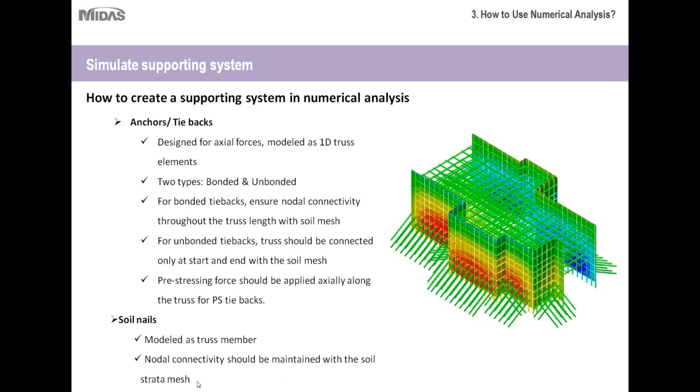Okay, so for soil nails, these are modeled as truss members, and then nodal connectivity should be maintained with a soil strata mesh. Once again, if you're modeling a soil nail, just make sure that nodal connectivity is established throughout the entire length of the nail. So there'll be a series of nodes going along the length of the nail, and they'll be connected to the soil, just like a bonded tieback.